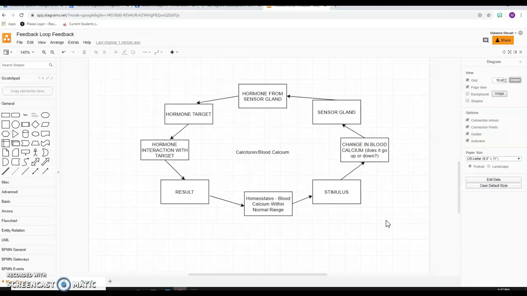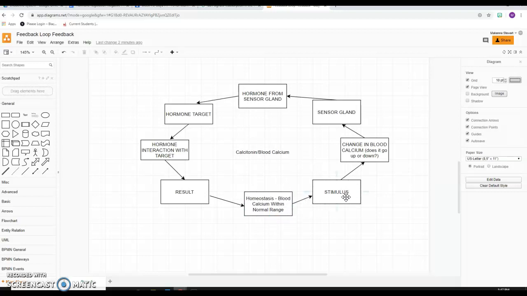Now, for calcitonin and blood calcium, calcitonin is different from parathyroid hormone. Calcitonin does the opposite of parathyroid hormone. So if you copied the parathyroid hormone feedback loop that I demonstrated for you, it's not correct. Calcitonin is essentially the opposite of parathyroid hormone, so it gets its own feedback loop. We start with homeostasis. You need a homeostasis box.